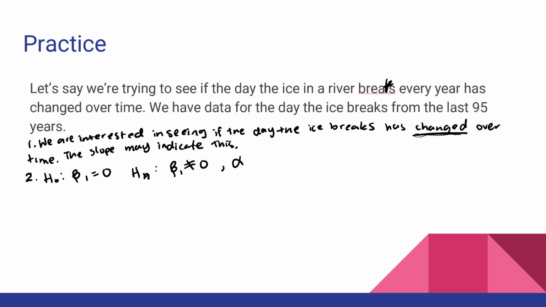And then our alpha value is always going to stay the same at 0.05. Our sample size is the number of points we have. So we have 95 years worth of data, so our n is 95, and our degrees of freedom is equal to n-2, which is equal to 95 minus 2, which is equal to 93.